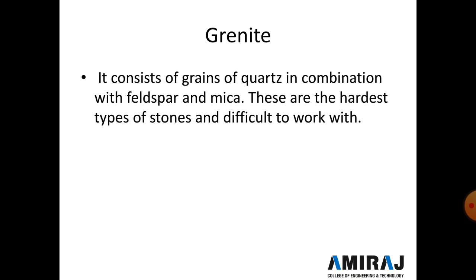Next is granite. It consists of grains of quartz in combination with feldspar and mica. These are the hardest type of stone and difficult to work with, and they are available in various colors ranging from white to green. These are used for the construction of steps, walls, sills and as facing for other masonry, and also used in flooring work.